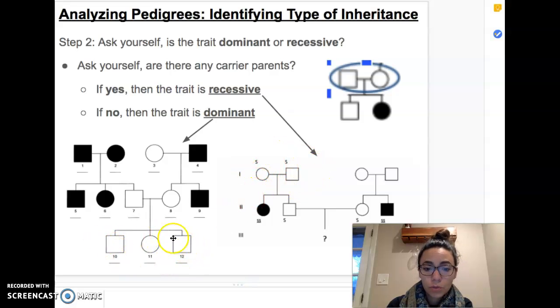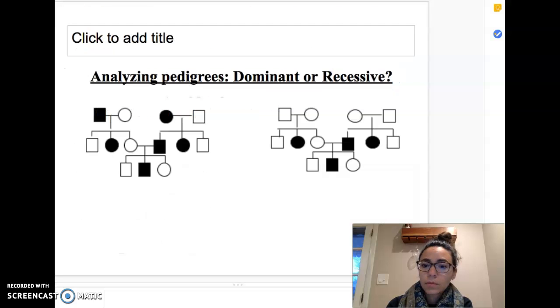There's no effect on the grandchildren in this family tree because the parents don't have it. Right? If the parents don't have it, the kids aren't going to have it. Okay? Okay, now take a second, try to figure out these pedigrees, which one's dominant, which one's recessive.